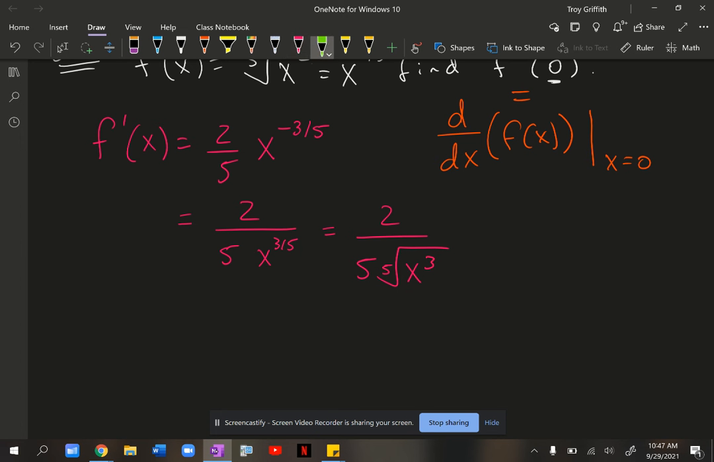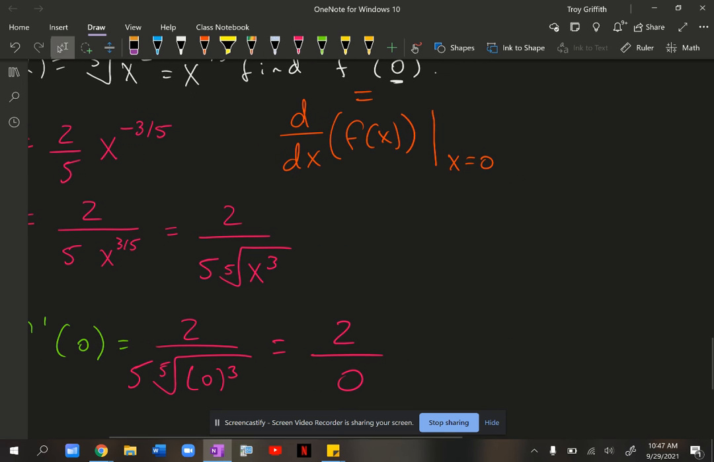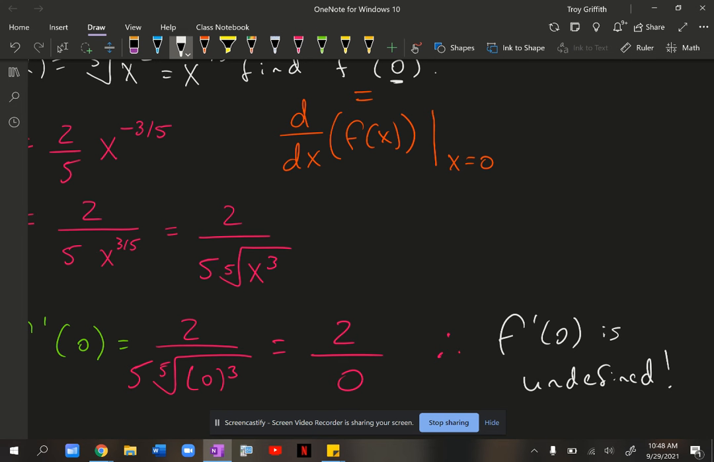Okay, now if I try to find f prime of 0, we'll notice there's an issue here. I'm picking this problem because I'm going to show you what the graph of this looks like in just a second. If I take 5 times the fifth root of 0 cubed, I get a 0 on the bottom. Okay, and I can't have a 0 on the bottom and a non-zero number on top. Therefore, what we'd have to say right here is f prime of 0 is undefined. Okay, but I would like to examine this visually real quick, and I want us to think about why f prime of 0 might be undefined.